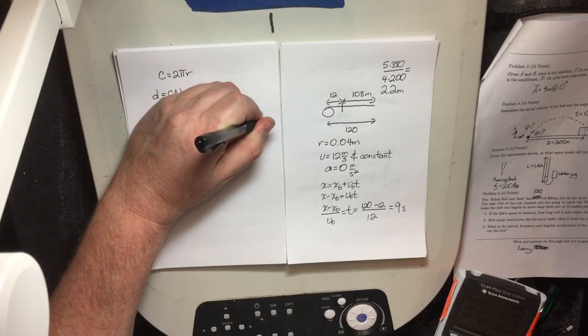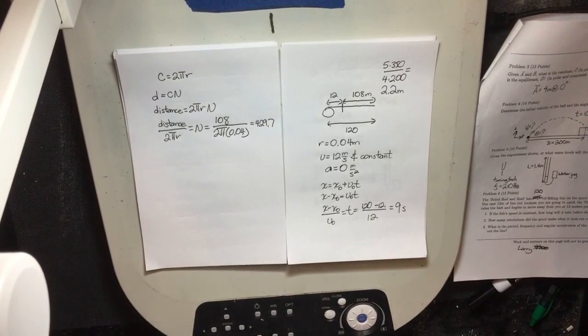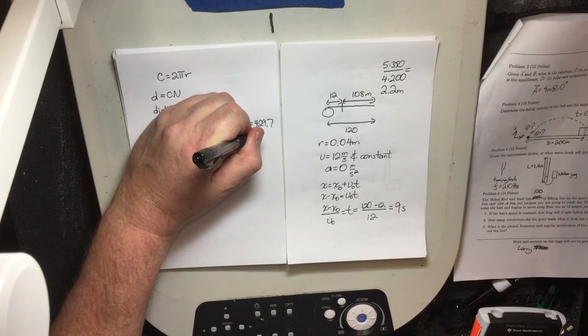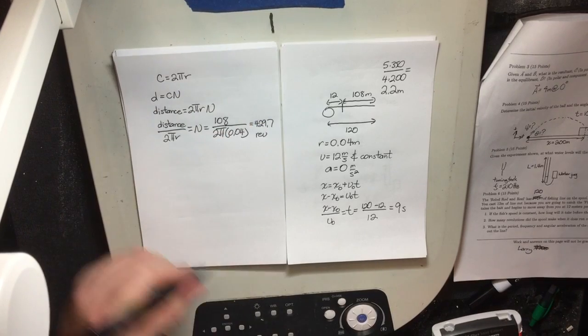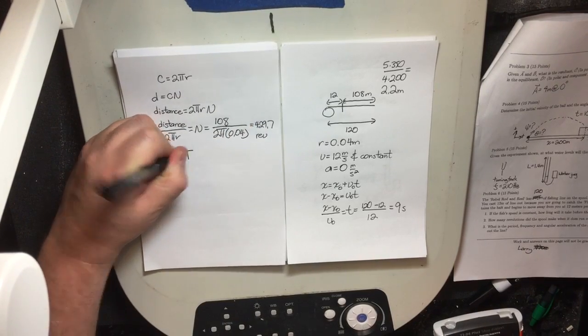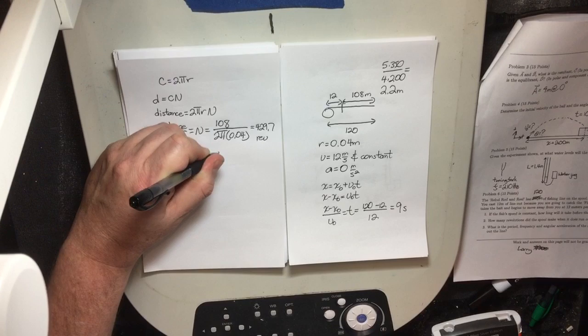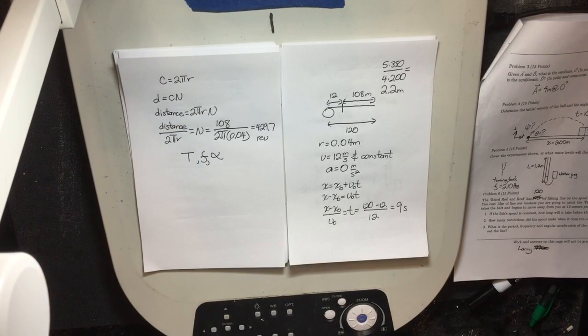It's 429.7. I'd accept 430 to the nearest rotation. So it made 429.7 revolutions. Now I need to also know period, frequency, and angular acceleration.